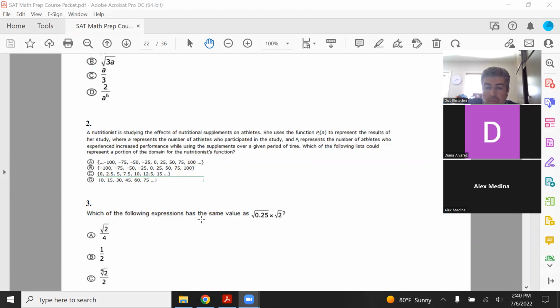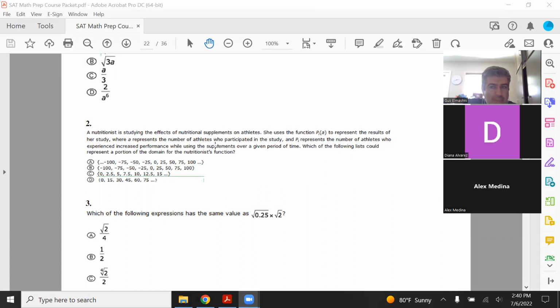Okay, so this is where you just have to use a little logic. She's studying the effects of nutritional supplements on athletes. She uses P of A to represent the results of her study, where A represents a number of athletes. A is a number of athletes, and P is the number of athletes who experience increased performance. Fine, but A, the input, represents the number of athletes. Which of the following could be the domain? Domain's the input, right? Like X, but they're using A instead of X. So it's got to be a number of athletes. Now look at the choices.